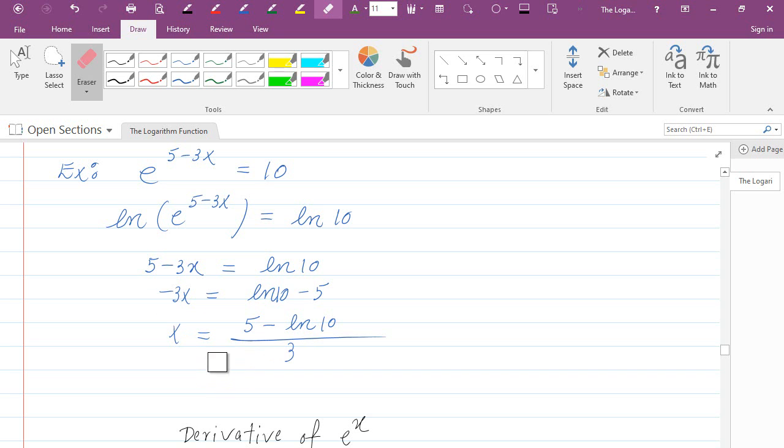3. So as I was dividing by negative 3, I noticed that I wrote the right hand side as 5 minus ln of 10. In other words, what I should have said is from this line we get x is ln of 10 minus 5 divided by negative 3, which can be rewritten as 5 minus ln of 10 over 3.